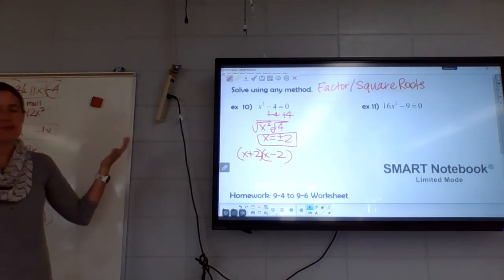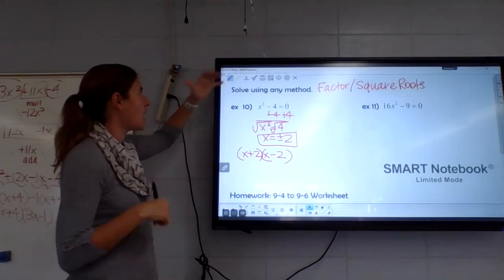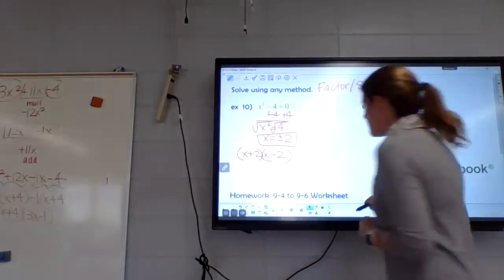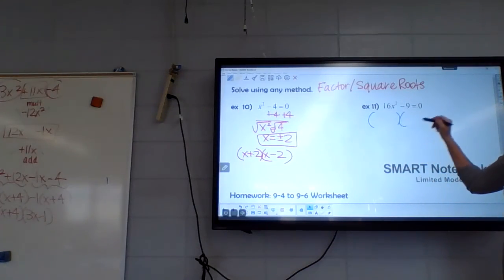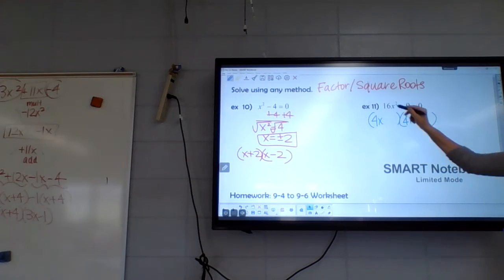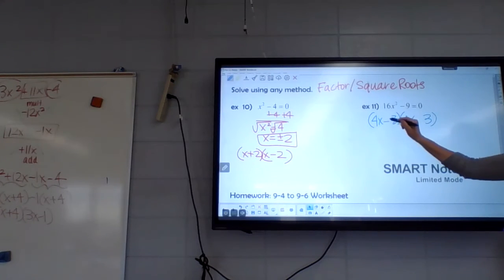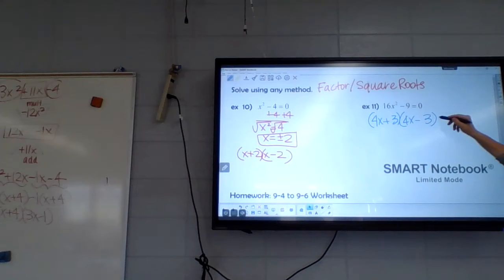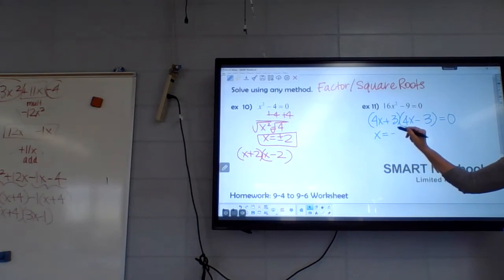So either way is fine with me. I don't have a preference on how you choose to solve them. Now this one, the factoring is a little bit trickier, but still not bad. It's 4x and 4x to get our 16. To get the 9, it's going to be 3 and 3. And then we just do plus and minus to make that middle term cancel. So we get plus or minus 3/4.